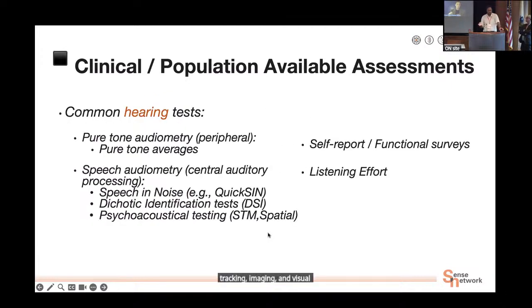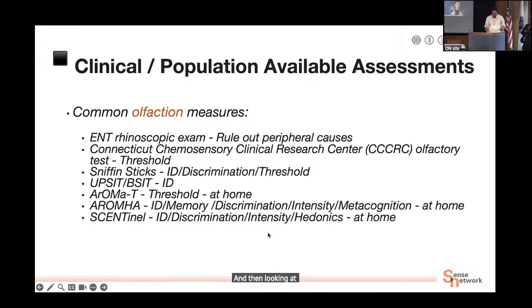With regard to hearing, we have the same kind of dichotomy: things like pure tone audiometry, looking at peripheral hearing, and then speech audiometry, things like speech in noise and dichotic identification tests, which are more central auditory processing skills, as well as self-reported function surveys, seeing how people perceive their hearing, and then looking at listening activities. With regard to olfaction, which is a bit of a mixed bag, you have peripheral measures such as an ENT endoscopic exam, and then more central or mixed peripheral measures, such as odor identification, discrimination, and thresholds.